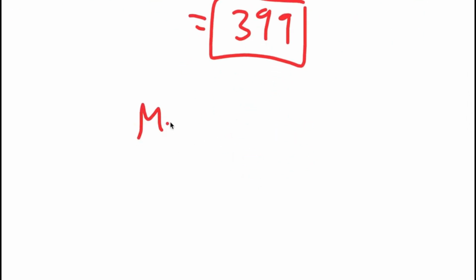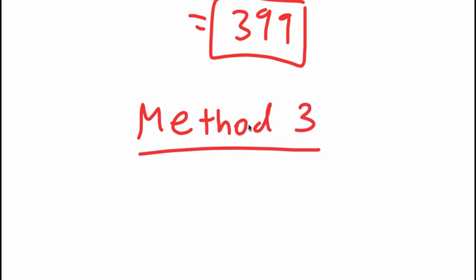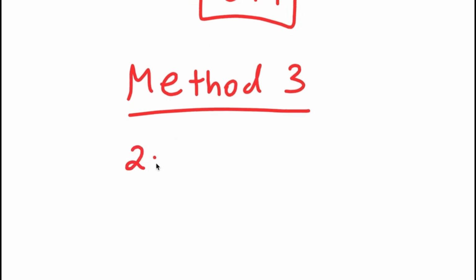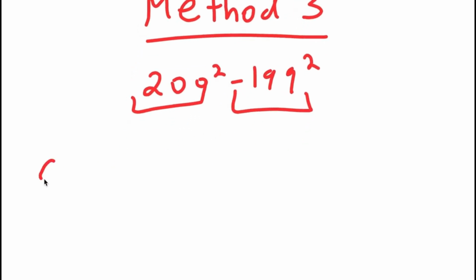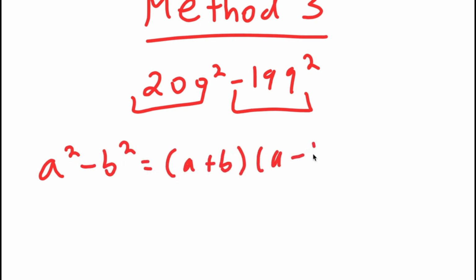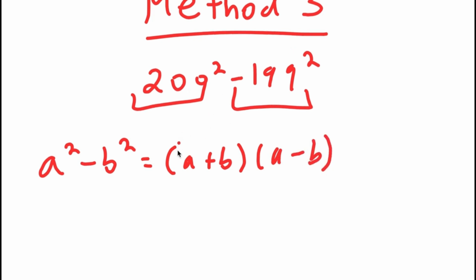And now finally for method number three, I have 200 squared minus 199 squared. And I know from methods 1 and 2, what I did was I rewrote either one of these, but now I'm simply going to use a property that says a squared minus b squared is equal to a plus b times a minus b. And I'm going to use this property on here.